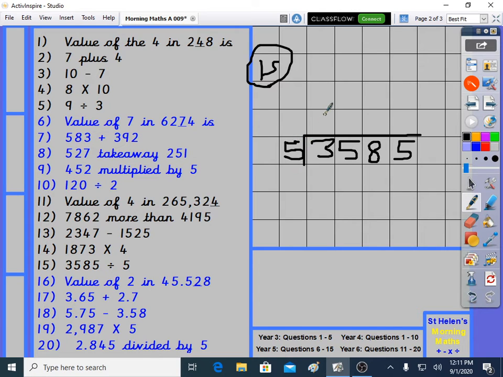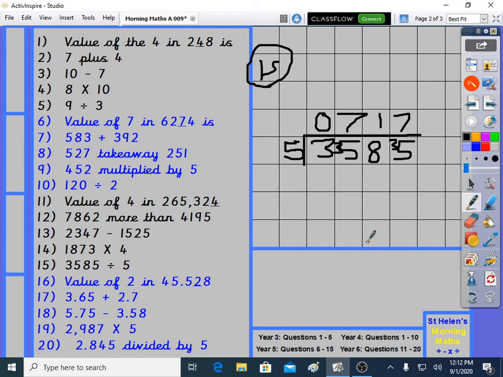How many 5s in 3? 0, carried a 3. How many 5s in 35? 5, 10, 15, 20, 25, 30, 35. My finger said 7. Counting on your fingers is massively helpful for the bus stop. How many 5s in 8? Not many. 5, 10, there's not even that many. 5, there's just 1. That goes up to 5, remainder 3 then. How many 5s in 35? 5, 10, 15, 20, 25, 30, 35 is 7.